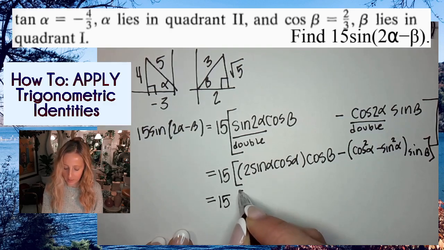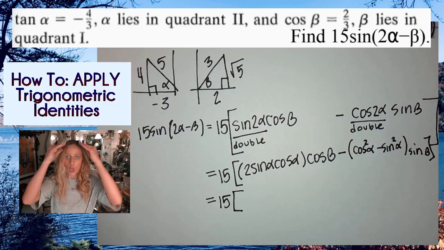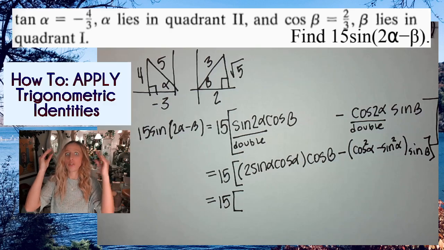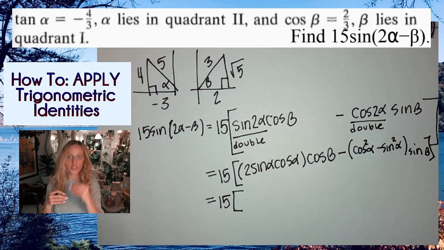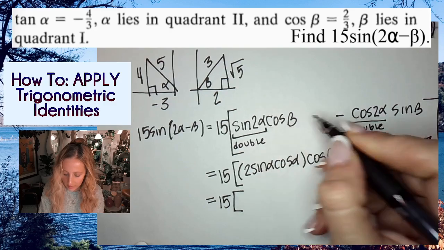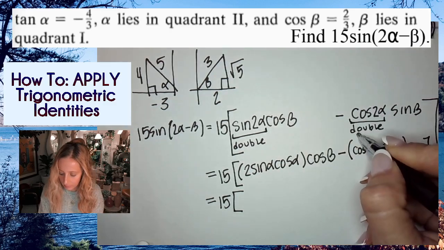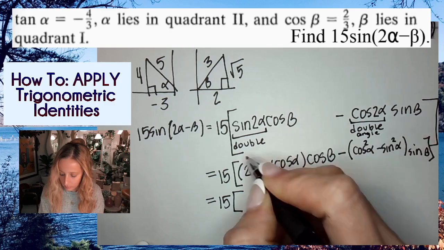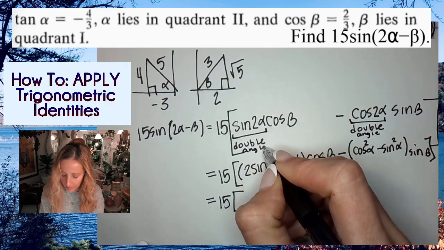Equals 15 times. Do not write sine or cosine anymore. When you start putting in the answers like 4/5, -3/5, 2/3, root 5 over 3, you're not writing the word sine and cosine anymore. You took it. Okay? So this required double angle. That's what we filled in the next step.